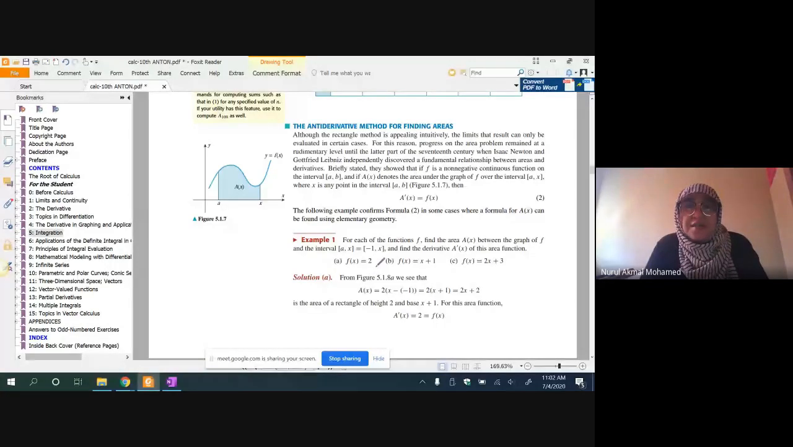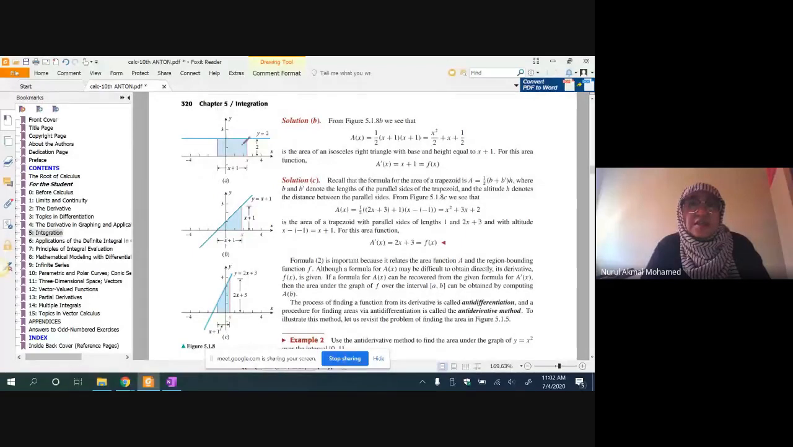So if you have f of x equal to 2, it means that it is a constant function like this one. You have a horizontal line, and the horizontal line is defined by y equal to 2. Then you have here from -1 up to x, so the length will be x minus -1. So that's why you have x plus 1 as the total length. So the length of the base will be x plus 1.